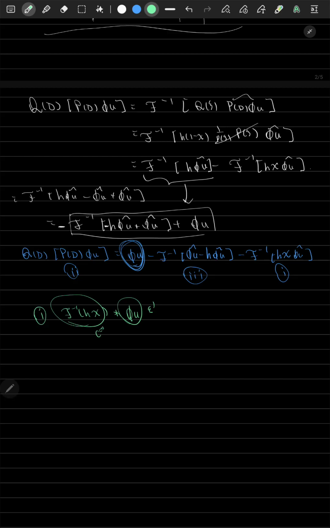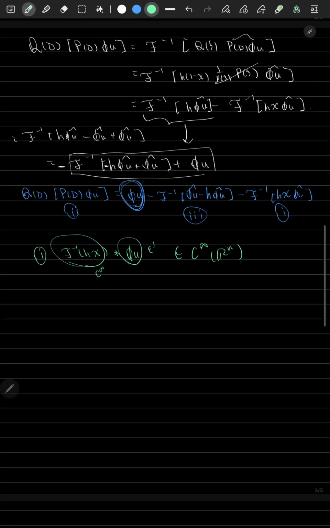So this is in C infinity, and so by the convolution properties, this is going to be C infinity on R^n. And so yeah, this is the best case possible. It's just smooth everywhere. So for number 1, we finished. This is the easiest one. Let's go to number 2 now.